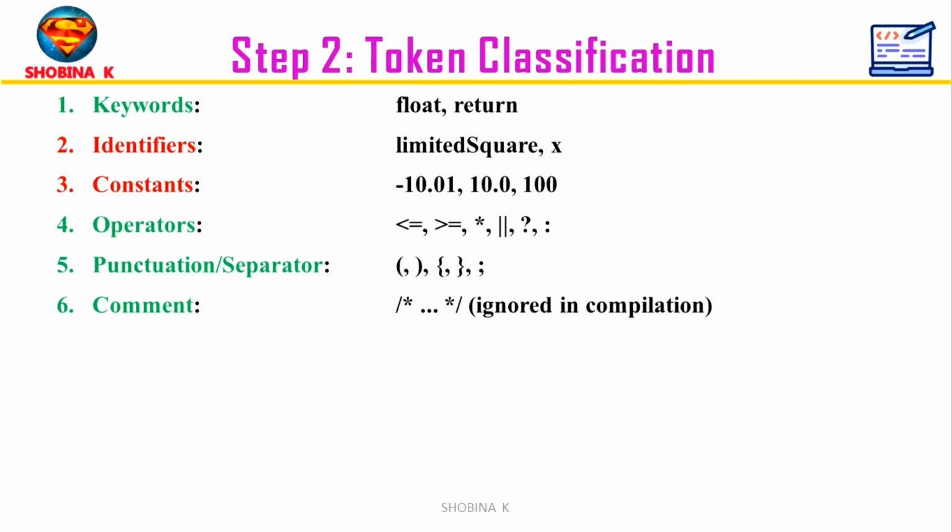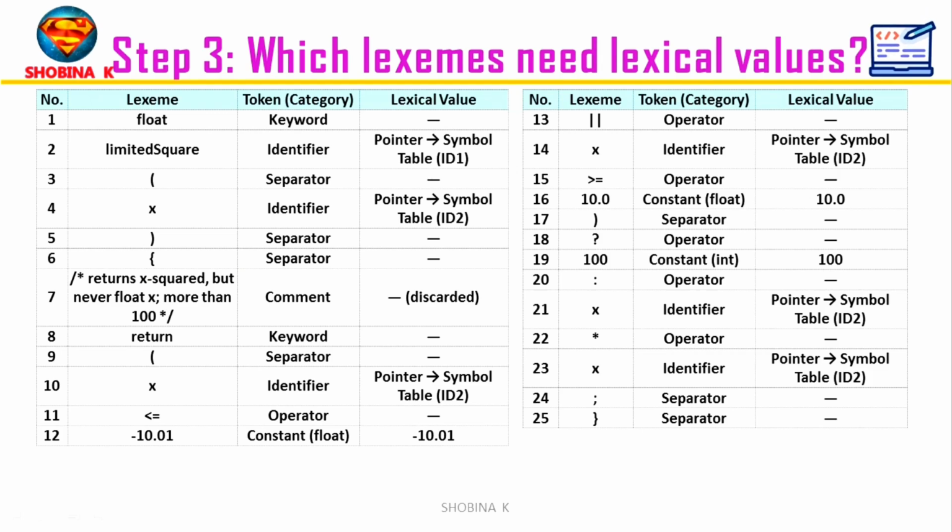Operators like less than or equal to, greater than or equal to, logical or, question mark, colon and multiplication operator have fixed meaning, so no lexical value. Separators like parenthesis, curly brace and semicolon again have fixed meaning, so no lexical value. Finally, comments like /* */ are recognized during lexical analysis but discarded by the compiler, so they don't generate tokens. In step 3, we have the token table for the given program. Here you apply step 2 rules to the actual program line by line.